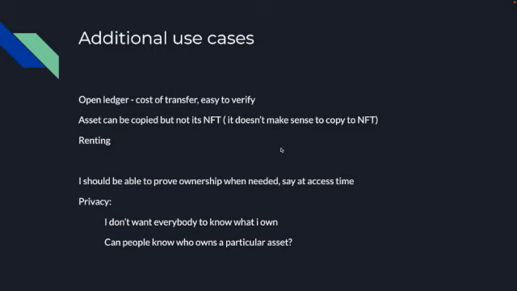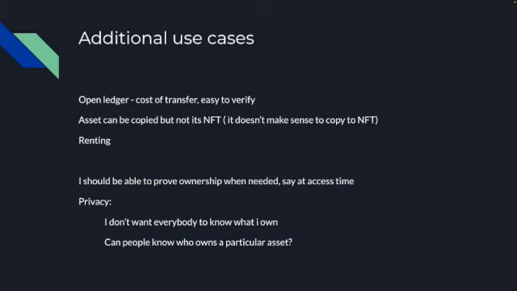Some more things that NFT allows is that because blockchain is based on an open ledger, the cost of transfer is very less. It is merely an entry in the ledger. And it is very easy to verify because it's out there in the open. It is not owned by a company, and you don't have to wait for some permission to do that. Now also remember that an asset can be copied, but the copying of an NFT doesn't make sense because an NFT links the purchaser's or the owner's identity to the asset. Even if you create copies of it, all of them mean the same.